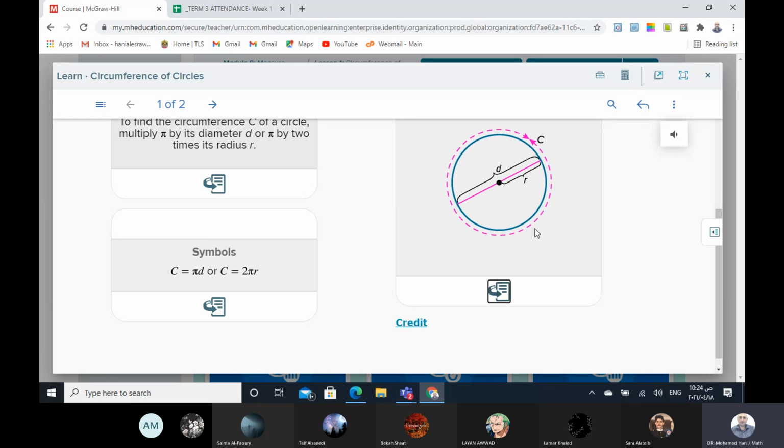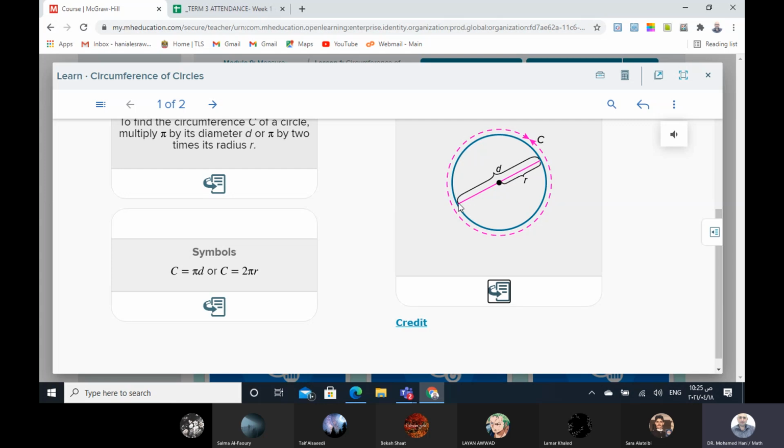As you see here, we have a circle. The distance around the circle is the circumference, represented by C. If I start from this point and do a whole turn to the same point, we have the distance around the circle. So when you see the letter C, it means circumference. The whole line between two points of the circle, passing through the center, is the diameter, represented by D. The name of this point is the center of the circle.